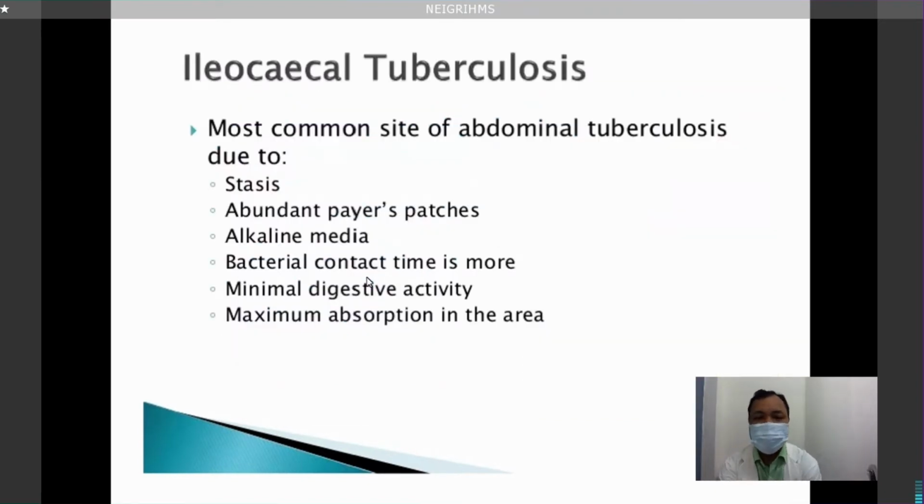So in ileocecal TB, why is this region most commonly affected? Because as you know, there is the ileocecal valve, which leads to some stasis of any content that passes to the ileum, and it goes to the cecum a little bit slowly. Also, there is an abundance of Peyer's patches full of lymphoid follicles. So those bacilli might be trapped there, and at a later date they may flare up. These are the various hypotheses which might lead to the increased incidence of tuberculosis in the ileocecal region.